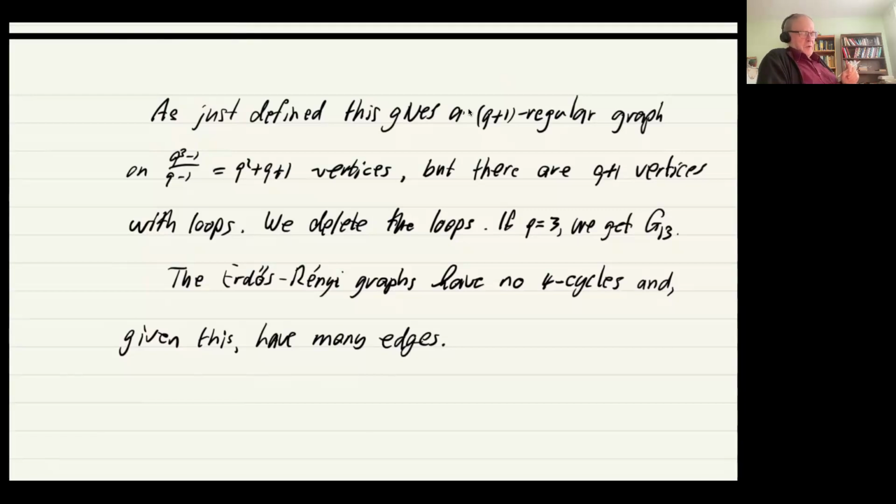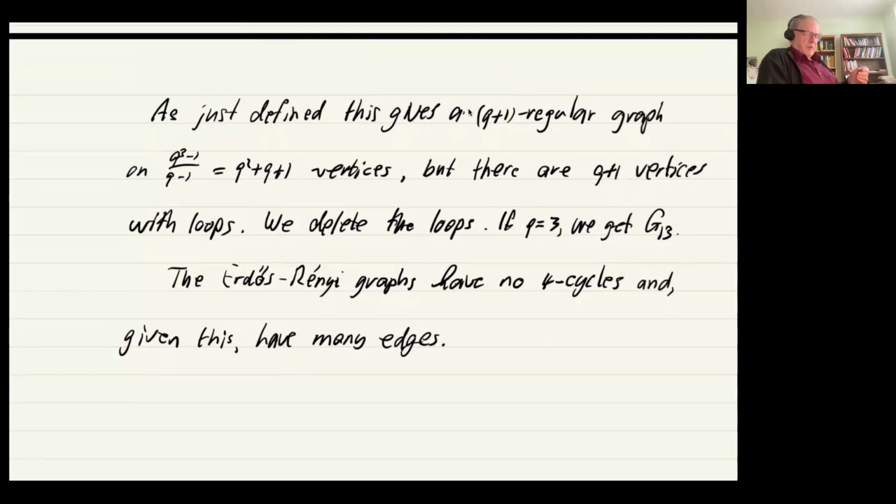Now, if a graph has a loop, you can't color it with any number of colors because you can't assign a color. If vertex I has got a loop on it, then whatever color you give it, you've now got an edge, that loop, with two ends of the same color. So if you're after coloring, then you don't want those loops, and so the simplest thing to do is just throw those loops away. So now the graph is no longer regular. There are Q squared vertices of valency Q plus 1 and Q plus 1 vertices of valency Q.